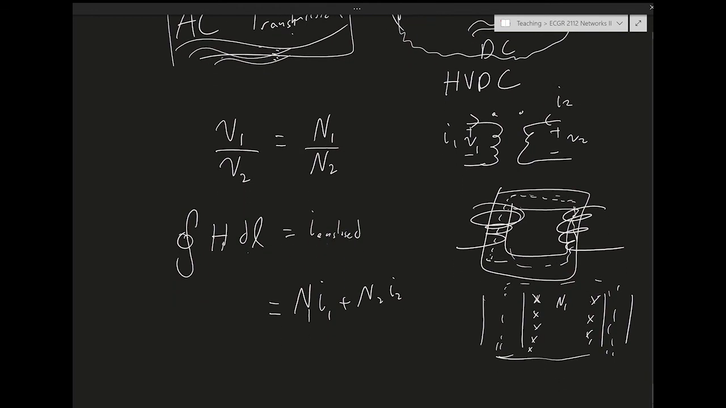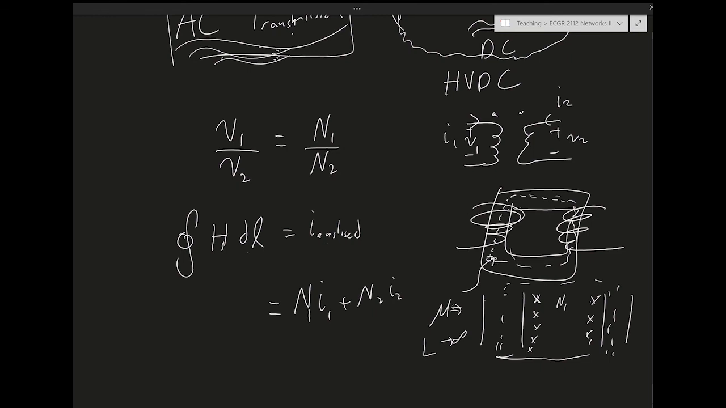Now here comes the other basic property of the transformer that makes it an ideal transformer. The assumption is that the magnetic material has a very high permeability. When the permeability is very high, that makes the L approach infinity, right?